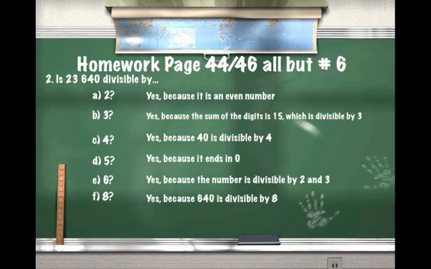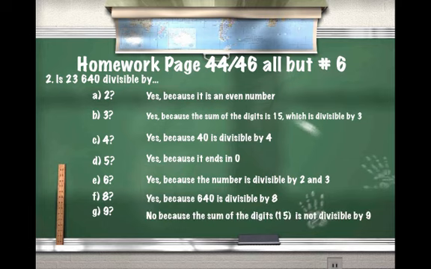When you look for the 8's, you look for the last 3 digits in the number. By 9, no, because the sum of the digits is 15, which is not divisible by 9. By 10, yes, because it ends in 0. The textbook also asks you, is the number divisible by 0? No, because no number is divisible by 0.